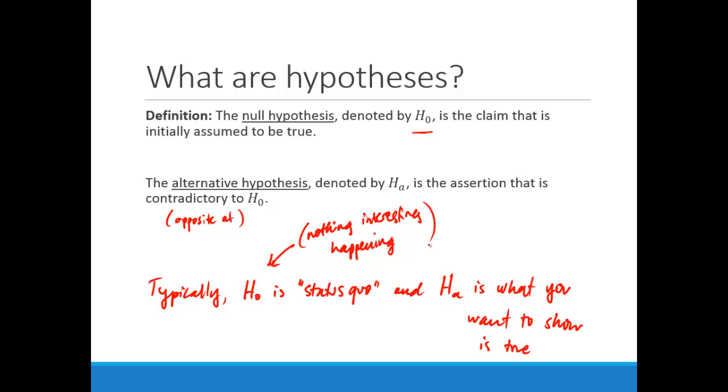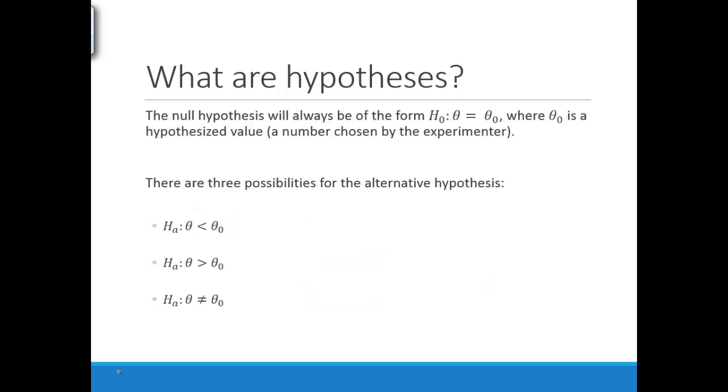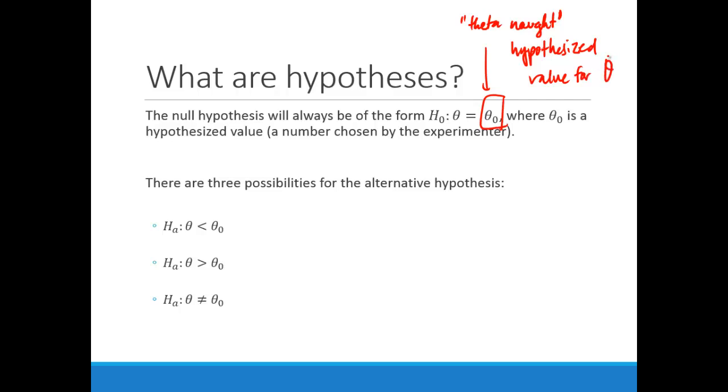Again, there are more general cases here, but for this class, the null hypothesis will always be of the form that theta is equal to theta 0. This theta naught is the hypothesized value for the parameter theta. So my null hypothesis is always going to be that whatever parameter I'm interested in is equal to some value. The population mean is equal to 8, for example.